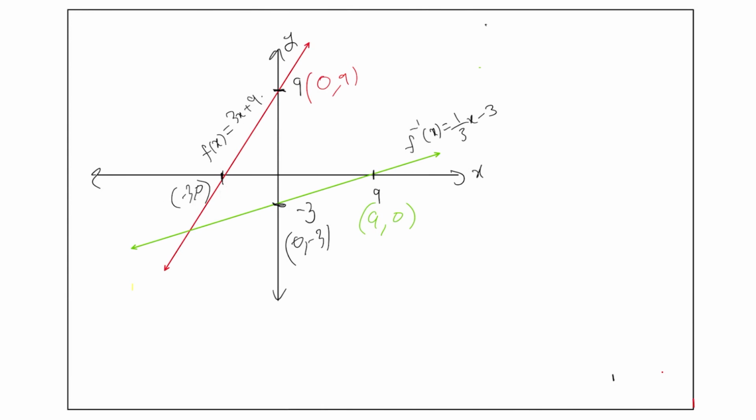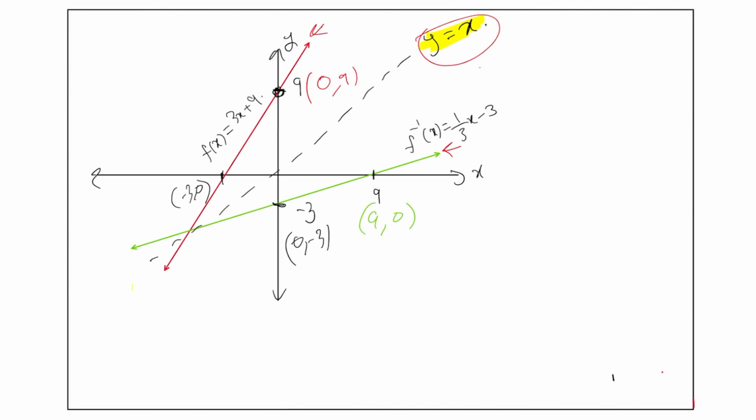Now the main point of all this is that the graph of the inverse function is a reflection over a specific line: y is equal to x. If we draw that line over here, that line y is equal to x, we see it creates a reflection. The inverse function is a reflection of the original function over this line, y is equal to x.